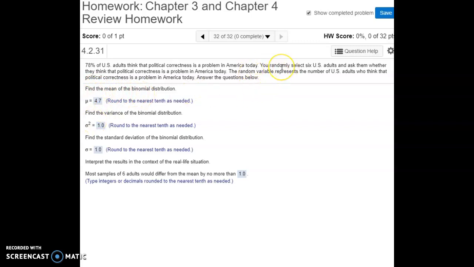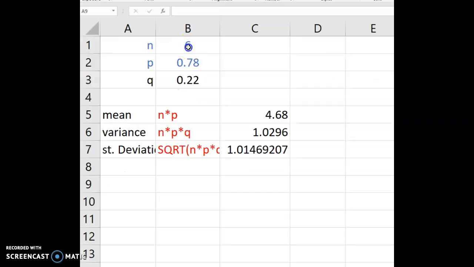Now we need to know how many adults we're going to randomly sample, and here it says we're picking 6 adults and asking them whether they think political correctness is a problem. And so our number of trials is 6. We're asking 6 adults. The probability that each adult would say they think political correctness is a problem is 78%. And q, the probability of failure, was not listed, but it needs to add up to 100%. So 1 minus 0.78 gives you q, the probability of failure.